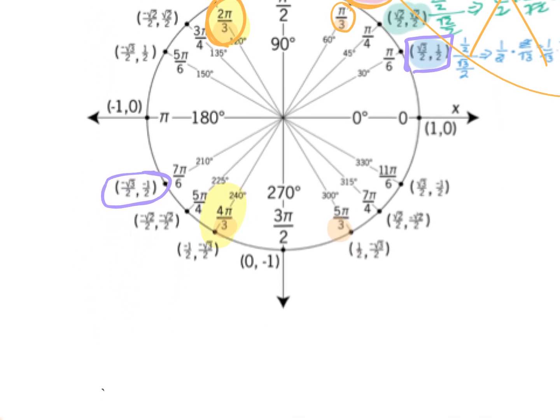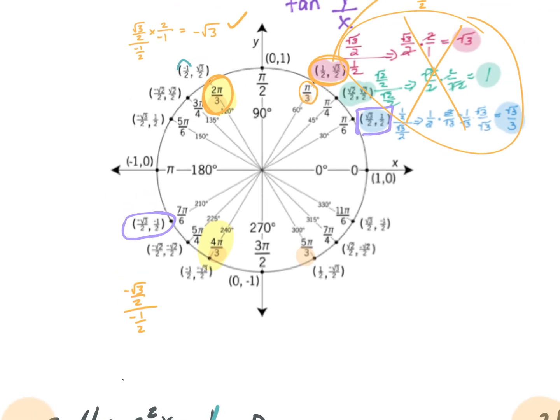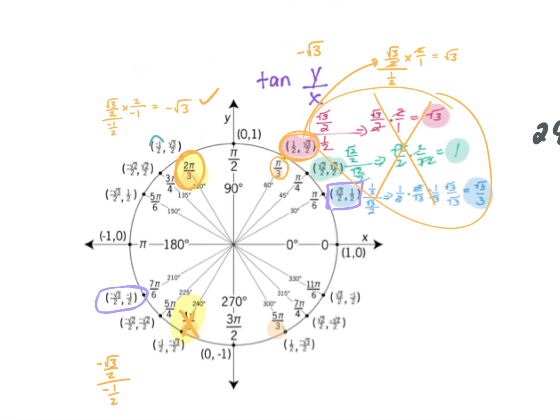What about for 4 pi over 3? If I have negative square root 3 over 2 over negative 1/2, would this be negative square root 3? What's a negative divided by a negative? Positive. So will that be our answer? No, because it's going to be positive, and we're looking for negative square root 3.